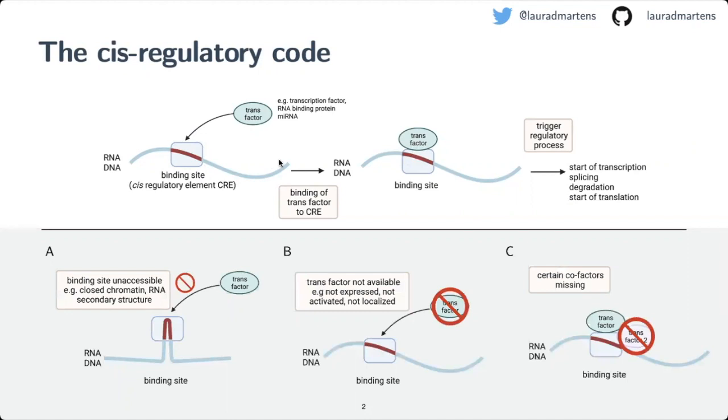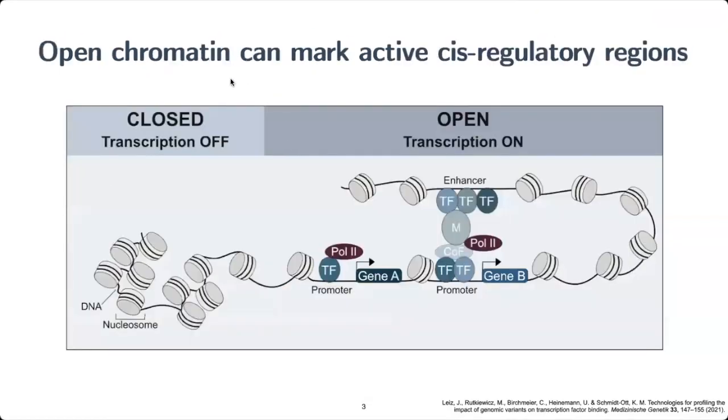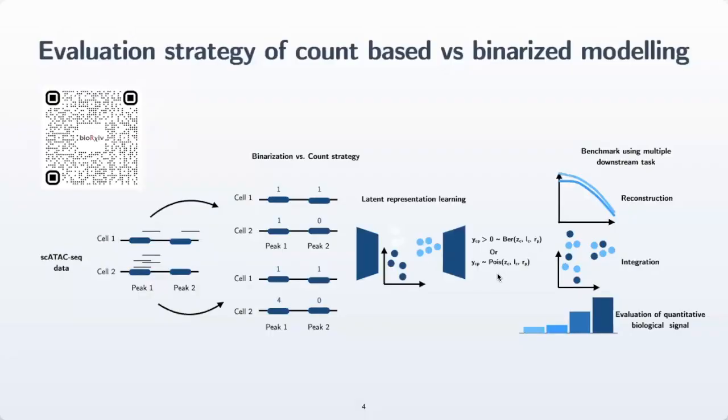inhibit this interaction. So in our concrete case of measuring chromatin accessibility, we are looking into open regions in the chromatin, and it has been found that they tend to mark active cis-regulatory regions, so enhancers and promoters. So this is why we are really interested in finding these regions in a given cell. But concretely, what we were looking at in the preprint that I'm presenting today was the different steps of analyzing single-cell ATAC-seq data.